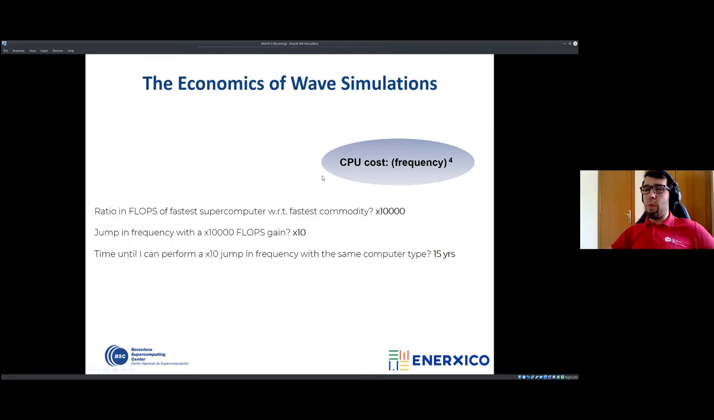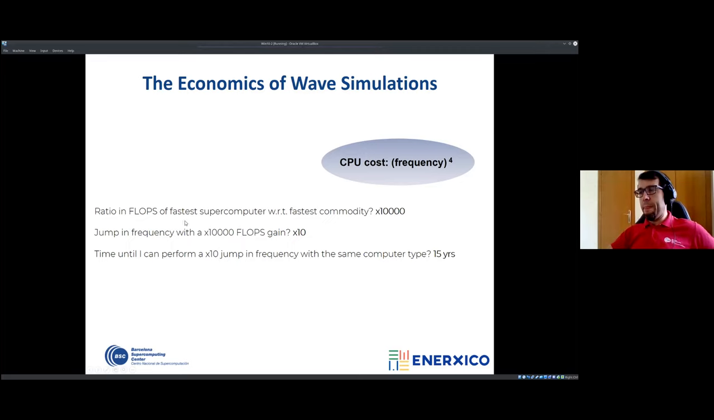Now, wave simulations have their own economy of scale regarding computing, and this is the standard way in which we can measure that. If we have a certain problem that we want to solve at a certain frequency and we want to double that frequency, we have to multiply the CPU cost by 16 times, roughly. It's an estimate and depends on the algorithmics, but this is a quantity which kind of holds.